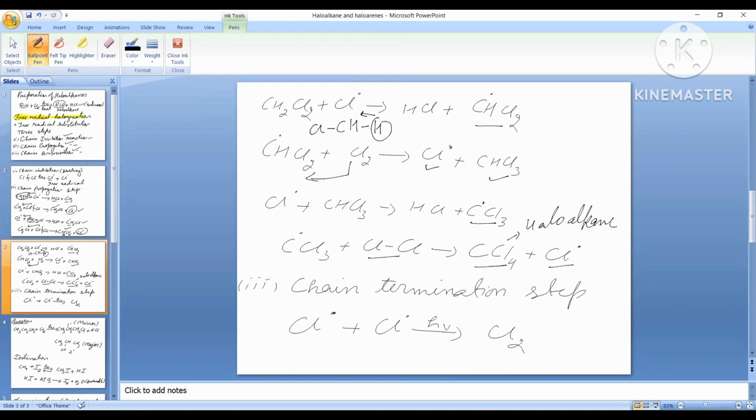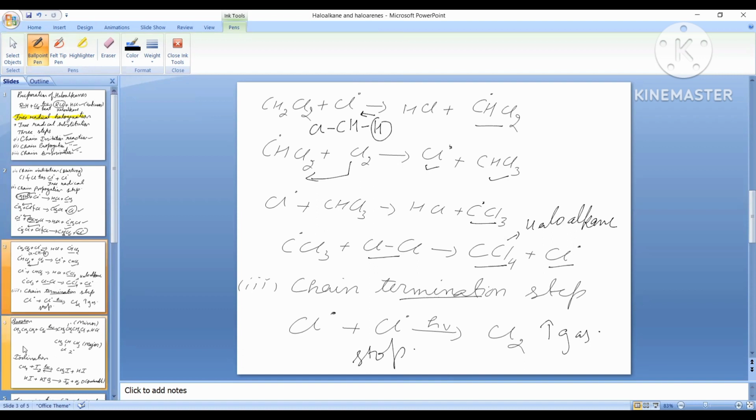And one free radical is remaining. Now, in the chain termination step, this one remaining Cl will attach to another Cl and make a bond, and Cl2 gas will be released. So this is the termination step. To stop the reaction, this should happen.